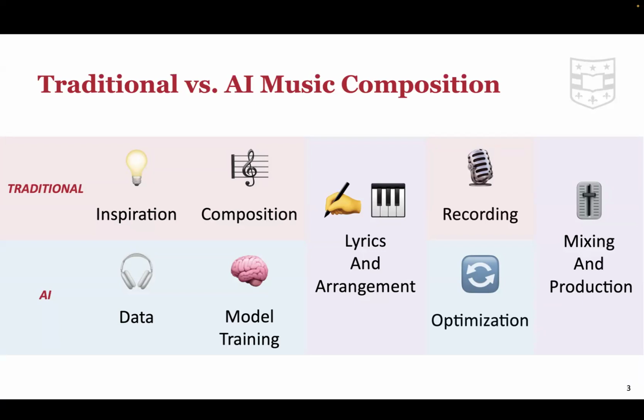AI, on the other hand, doesn't have the personal inspiration, so it starts with data. Massive amounts of audio data are collected for training to learn patterns. Then AI begins with a melody, layering with rhythm and harmony. Advanced AI systems can even create lyrics and arrange instruments to match the theme. If results are inconsistent, AI optimizes the output iteratively. Despite these differences, the final step for both human and AI compositions is mixing.